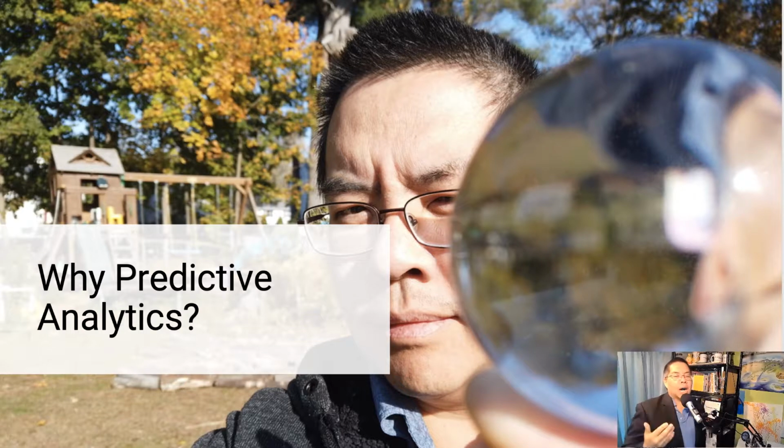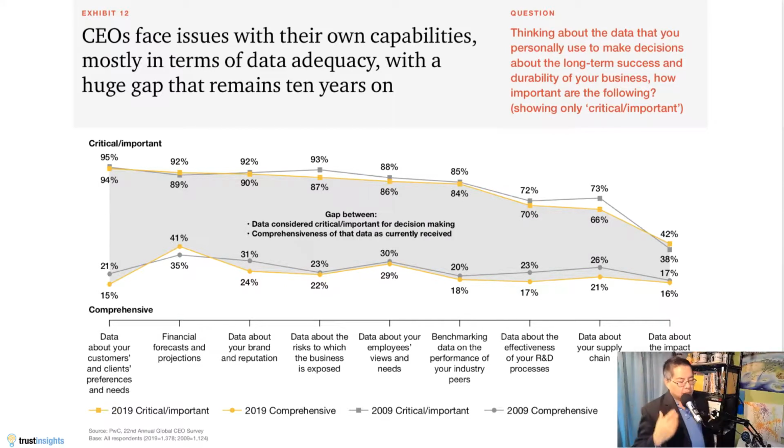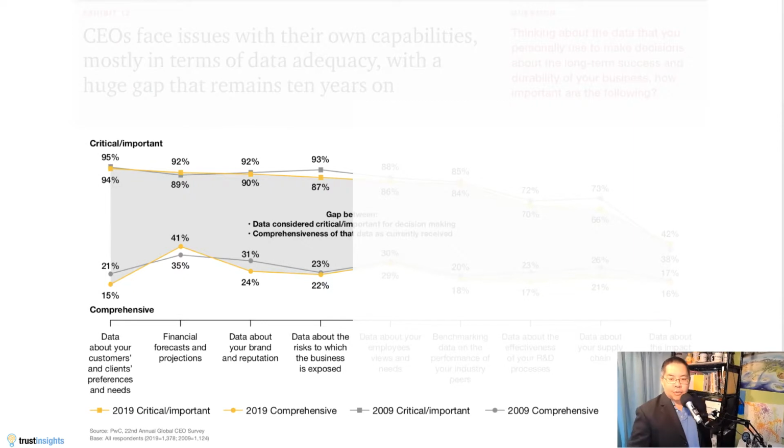So why do we care about this? I mean, yeah, it's cool to know how to plan ahead of things, but why is this important? A couple of reasons. In the most recent Pricewaterhouse CEO survey, CEOs were asked the question, thinking about the data that you personally use to make decisions about the long-term success and durability of your business, how important are the following? And the 4 most important responses here are all about data and our ability to act on it.